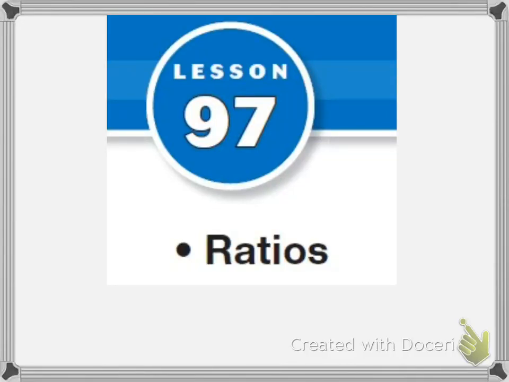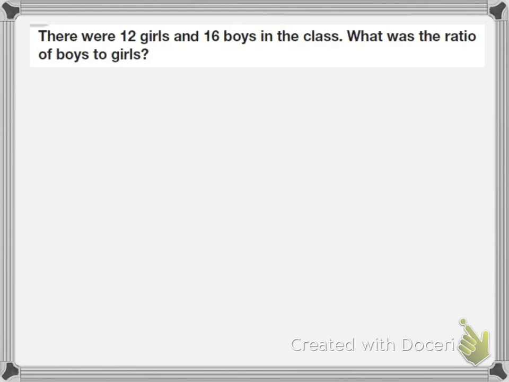Today's lesson, lesson 97, is on ratios. Now, a ratio is a way of comparing numbers by division. We write this as fractions, and the terms of the ratio go in order from top to bottom.